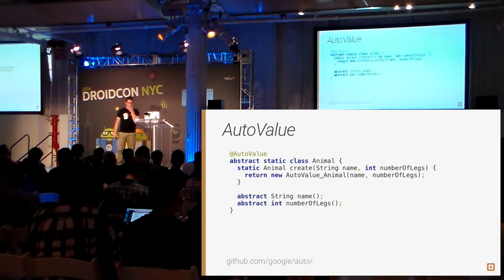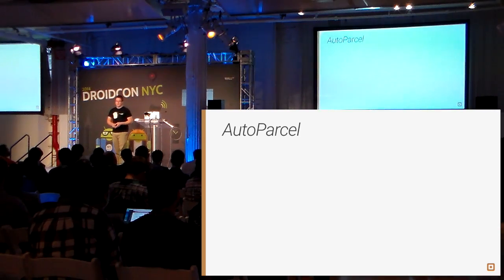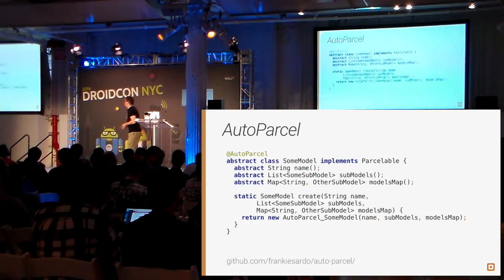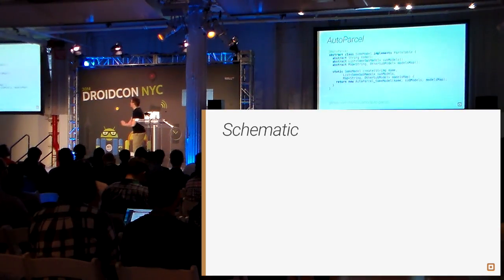More Android specific, and in a similar vein, is something called AutoParcel. There's actually a few of these, but AutoParcel is my favorite. It's basically the exact same thing, except with a different annotation, AutoParcel, and we're now implementing the Parcelable interface. Except since we're an abstract class, we don't actually have to implement the Parcelable interface, because the generated class from AutoParcel is going to implement that for us. So now we have a very easily parcelable bunch of different fields.